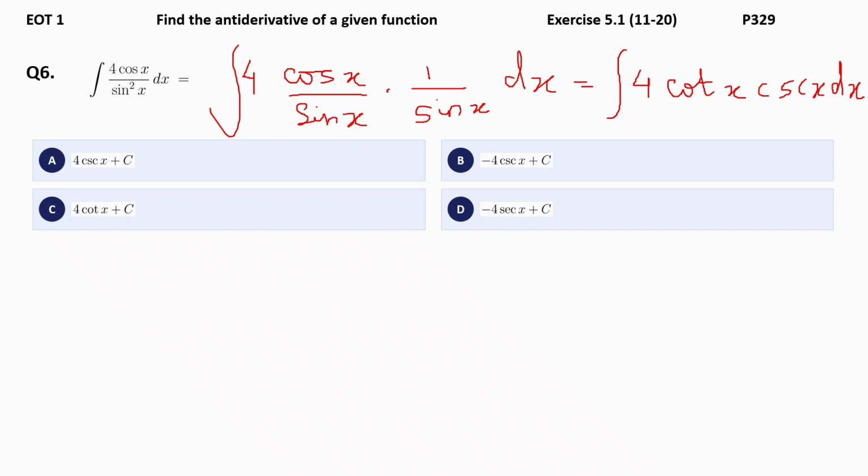And you have 4. What is integral cot x cosec x dx? It is negative cosec x plus c. So the answer is option B, which is negative 4 cosec x plus c.